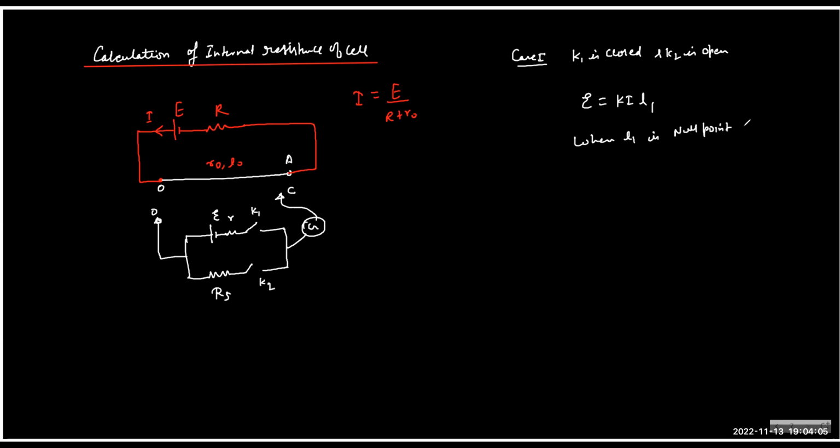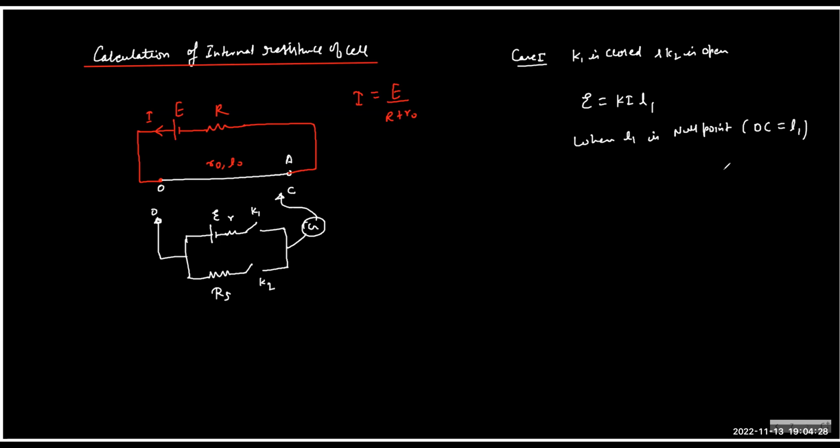Yeah, L1 is the null point. You can say OC is L1. But to find the internal resistance, the small r must be in the picture, no? Unless the small r comes into the picture, we cannot get r, right? So in the equation, I need to have r.